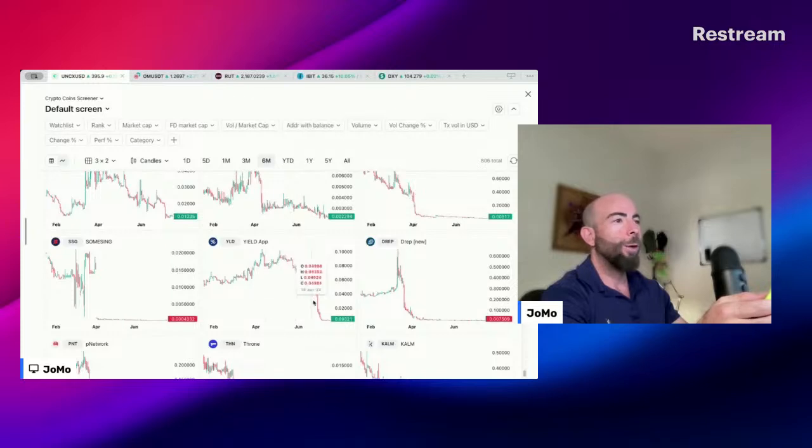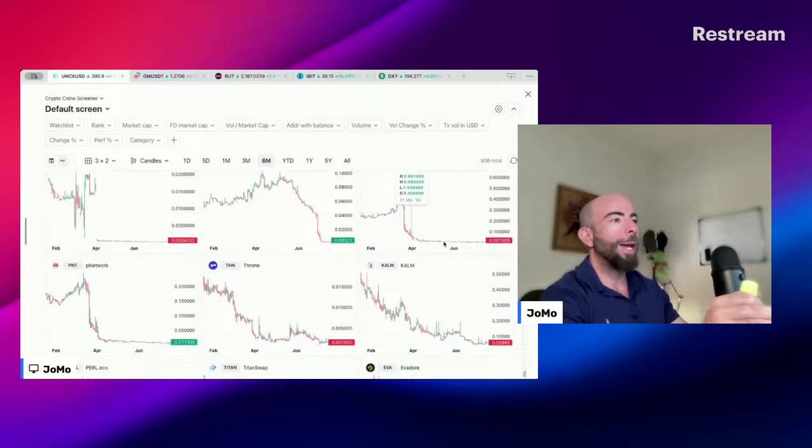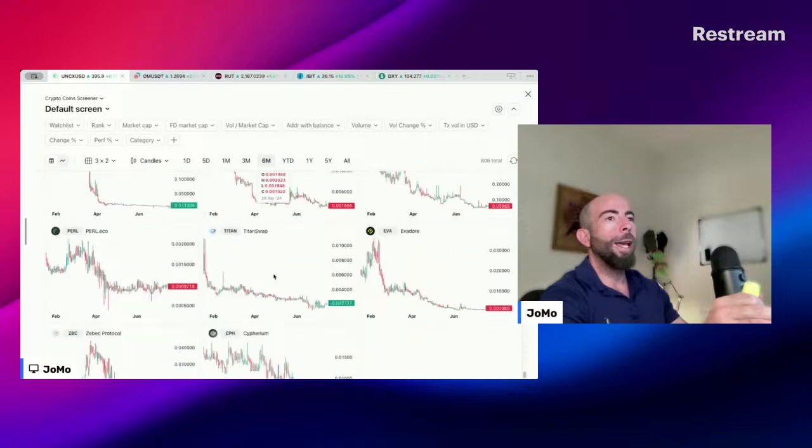Look at this drop, ladies and gentlemen, from 0.1 all the way to 0.003. This is a 90 something percent decline. This is dead. This is literally a dead coin. DREP, another dead coin. Imagine dead coins, right?